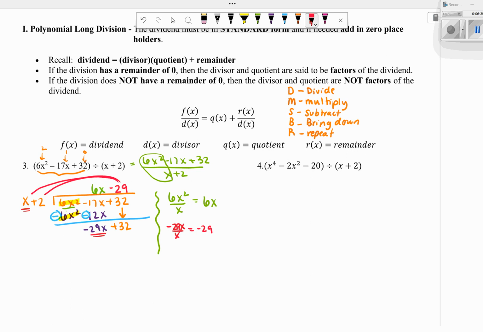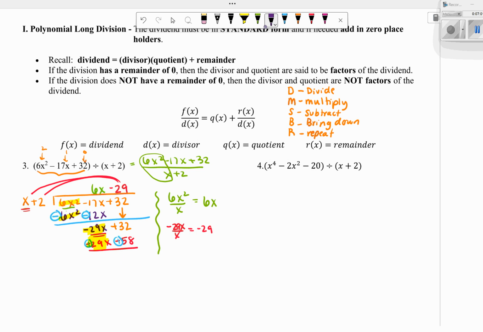So negative 29 times x is negative 29x. Negative 29 times 2 gives me negative 58. And then again, we are going to subtract. So this minus becomes a plus, and this becomes a plus as well. And again, I'm circling so I don't forget that I changed the signs. And then notice that the first terms cancel out, which we did on purpose. If they didn't cancel out, then we know we did something wrong.